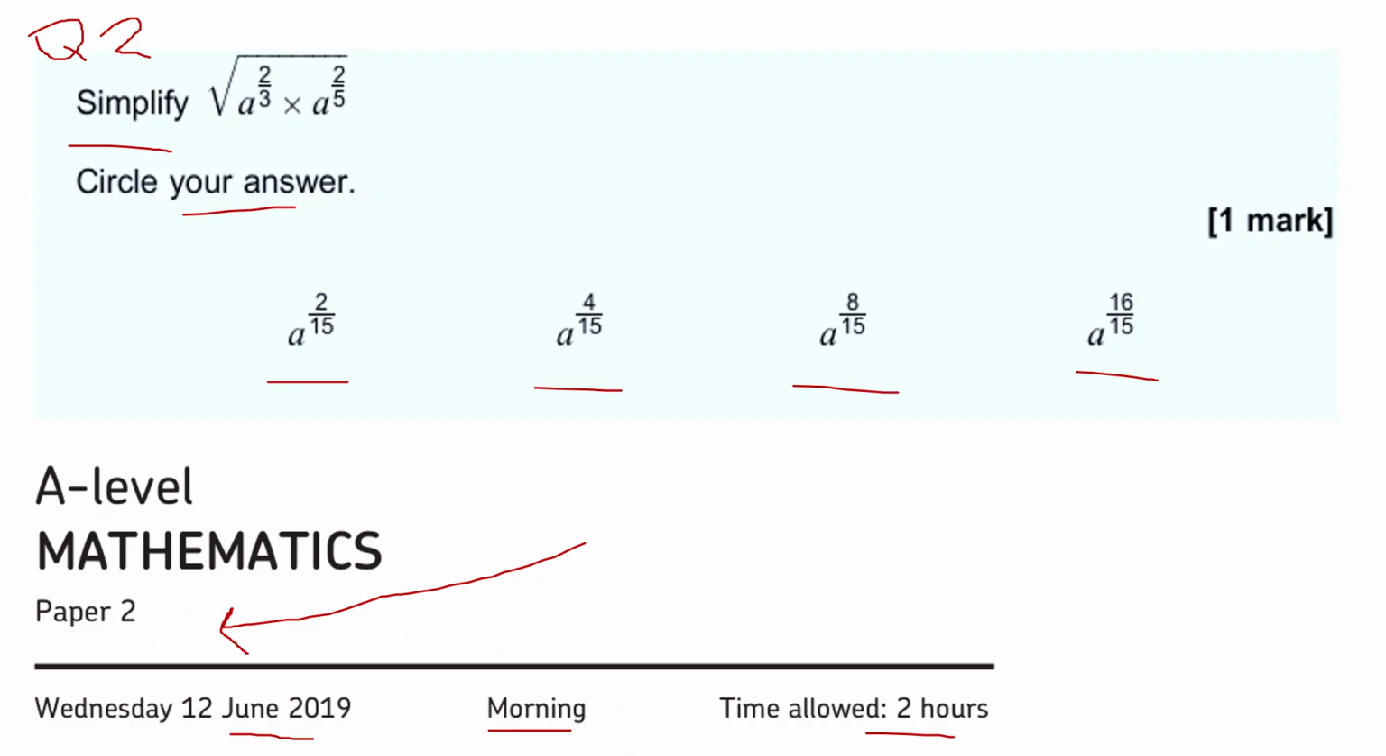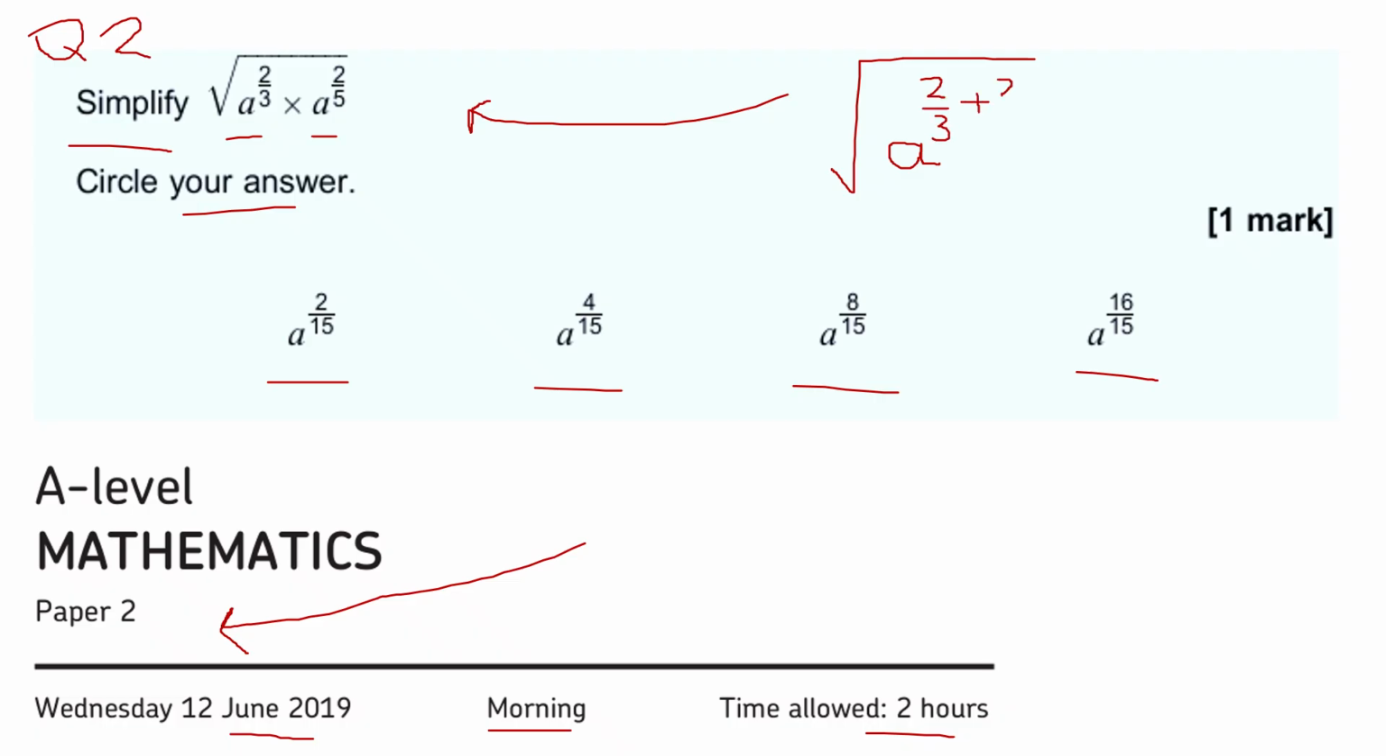Pause the video, guys, have a go at the question, and then press play when you are ready to see the answer. Okay, so answer for this. I'm going to simplify what's inside the square root first. So the square root of a to the power of... Now when I multiply, guys, with the same base, I can just add the powers, add the indices, add the exponents. So 2/3 plus 2/5.